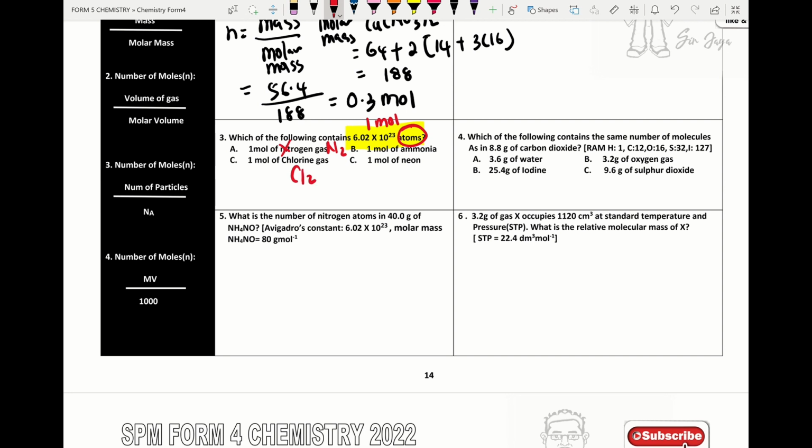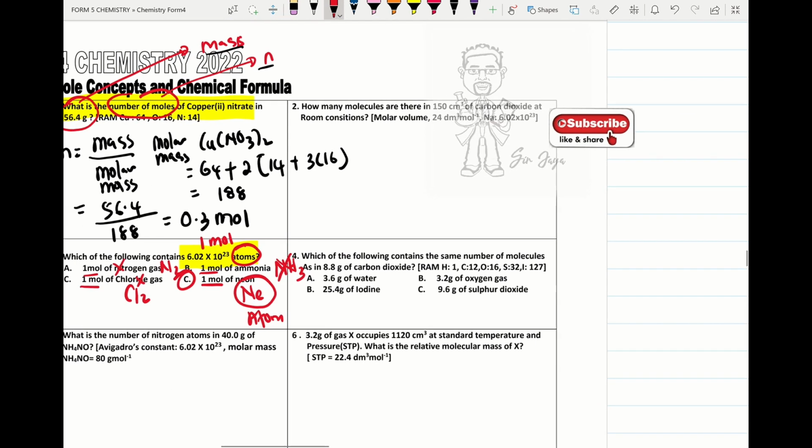Chlorine Cl2 exists as a molecule, so it cannot, even though it is 1 mole. And check ammonia, the formula of ammonia is NH3, it exists as a molecule, so also cannot. Neon, 1 capital, 1 small, exists as an atom, and it has 1 mole, so the answer will be C. All right, we move on to the next question.